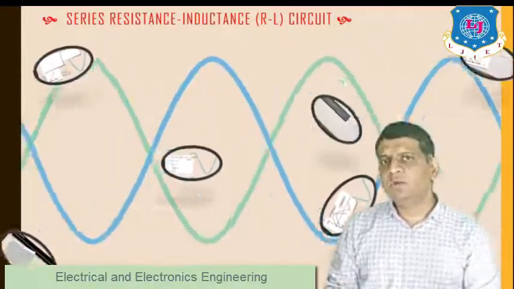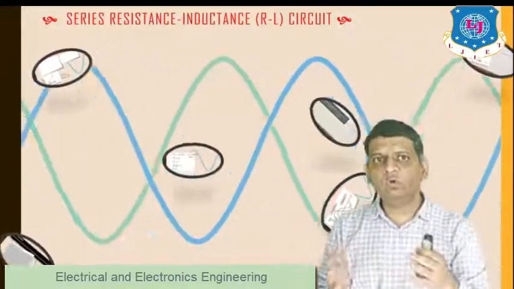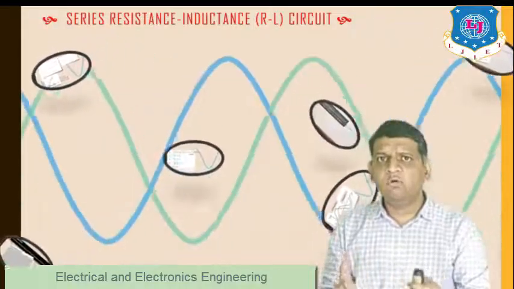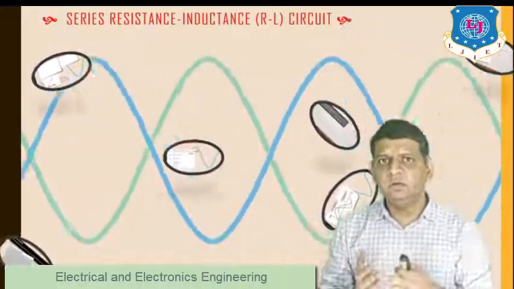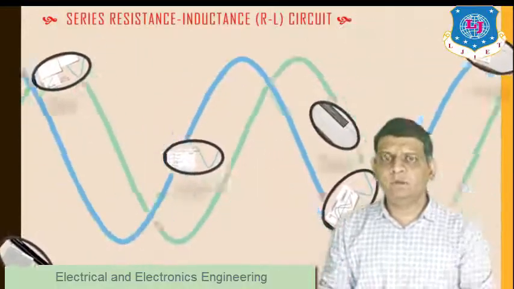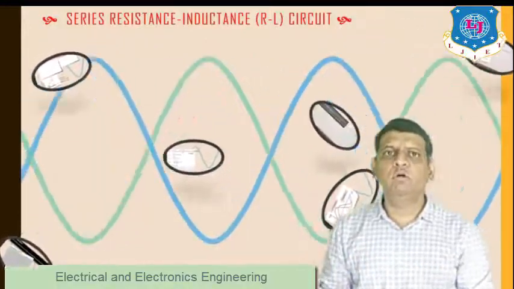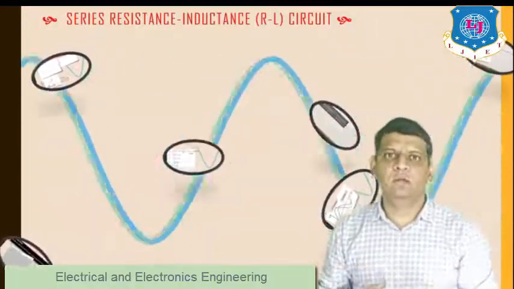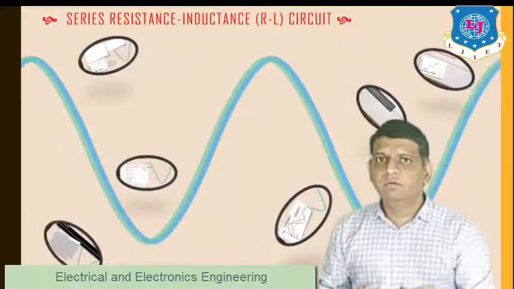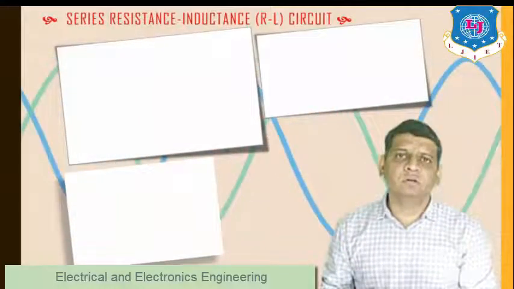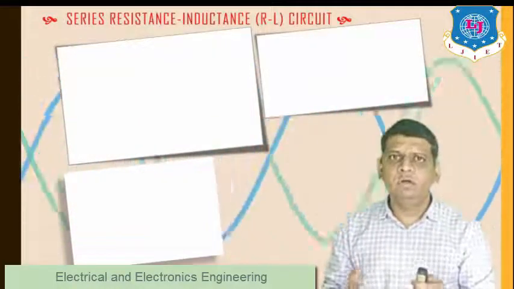Now, our three points are common. Point number 1, we have to find the relation of voltage and current. Point number 2, we have to draw the waveform and phasor diagram. Point number 3, we have to calculate power, where power P is equal to V into I. So let's start with our first point, the relation of voltage and current.